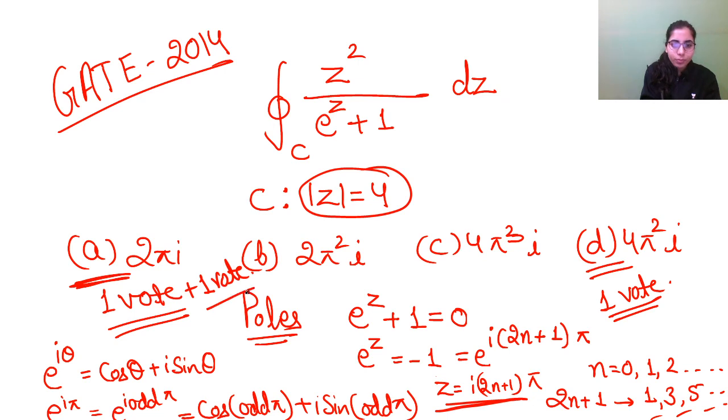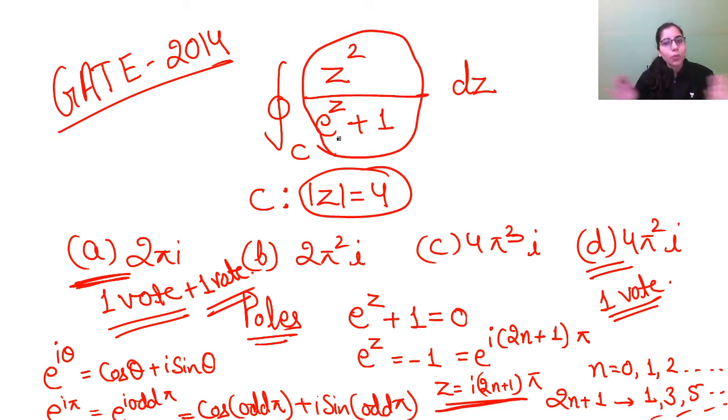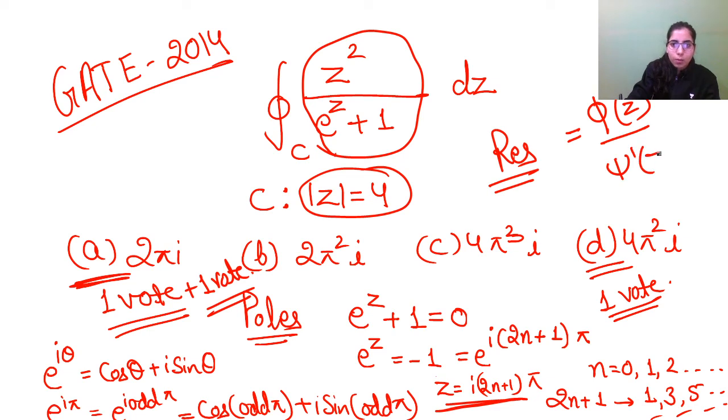So plus 1. Next, whenever an exponential is present in any given function, and if a simple pole exists there, then in most cases we prefer to use the residue formula to find the residue of the function at the simple pole, which is phi z upon psi dash z, with the value of z at the pole. Whenever a simple pole exists. I have discussed different formulas for residue in previous classes, and I think I mentioned this thing there also. Clear?